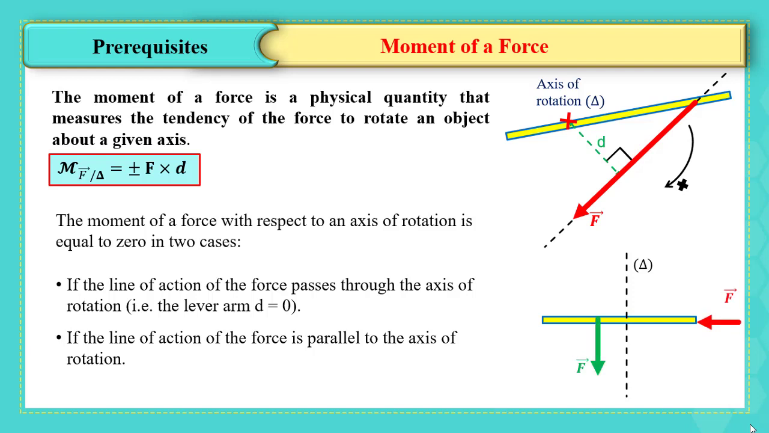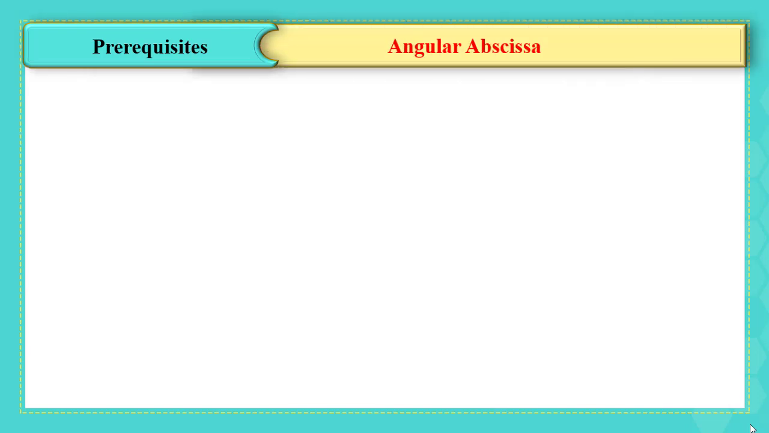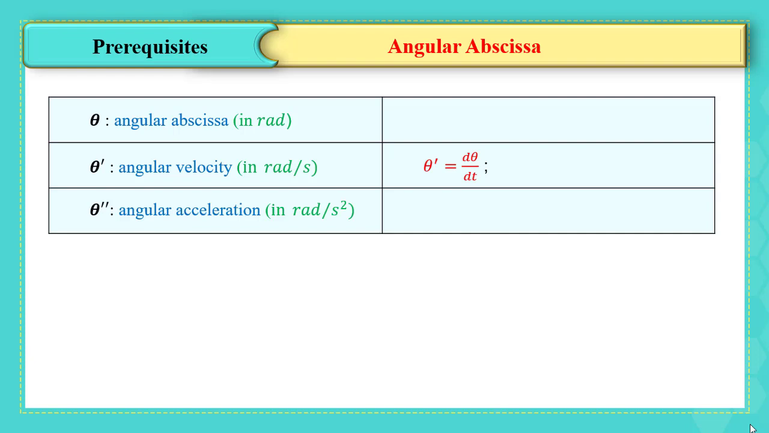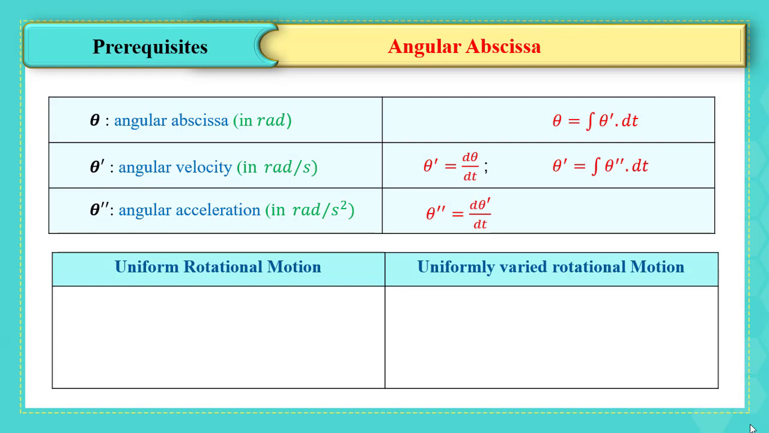We have defined in the previous year the angular abscissa as theta, which is in radians. Then we found that the angular velocity is given as theta prime, which is the derivative of theta, and the angular acceleration, which is the derivative of the angular velocity. Moreover, we said that we can integrate theta double prime and find theta prime, and also integrate theta prime to find theta. Defining the type of motion helps us in understanding this idea.